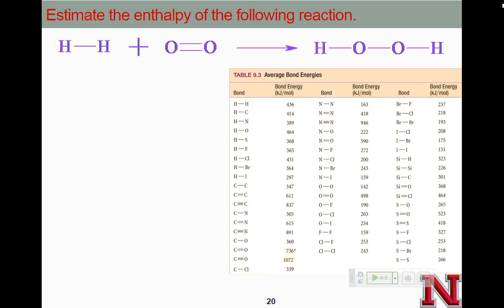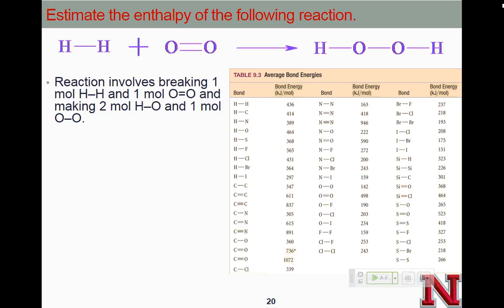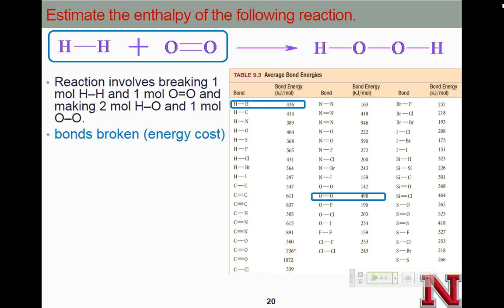Let's look at another example. Now here we have an oxygen-oxygen double bond. So we are breaking the hydrogen-hydrogen bond, and we're breaking 1 mole of oxygen-oxygen double bond. So we want to choose the oxygen-oxygen double bond, not the oxygen-oxygen single bond energy. That's key. It takes more energy to break a double bond, so we need to use the right one. So that's going to be a total of 934 kilojoules.